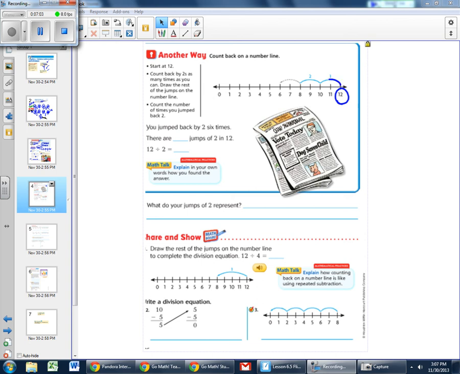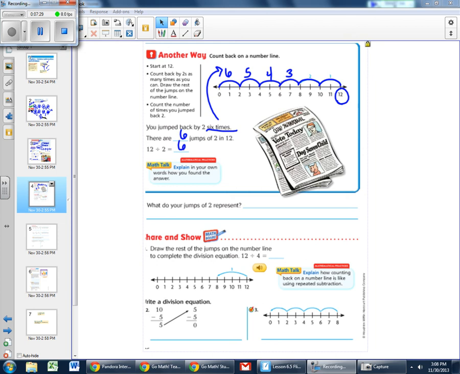So here's 1, 2, that's 1 jump, 1, 2, 2 jumps, 1, 2, 3 jumps, 1, 2, 4 jumps, 1, 2, 5 jumps, 1, 2, 6 jumps. You jumped back by 2 6 times, which is what we just did here. So there are 6 jumps of 2 in 12. So 12 divided by 2 is 6.